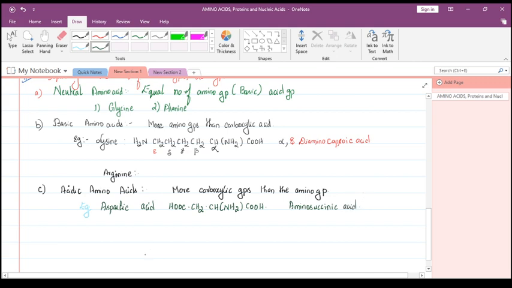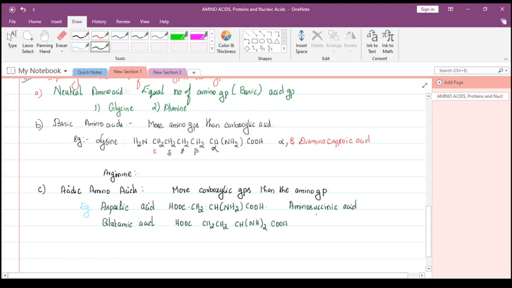And another example, you can easily remember, is glutamic acid. CH2, CH2, CH, NH2, COOH twice. So it is called glutamic acid.